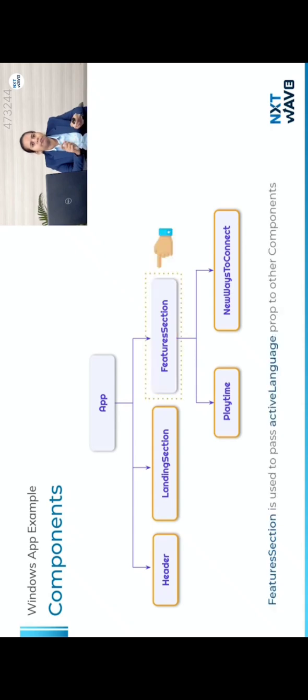If you observe the features section especially, the active language prop is being passed to it so that it can pass it forward to playtime and new ways to connect. As such, in the features section we are not making use of the active language. We are not making use of that data there. So the app component is sending this active language as a prop to the features section so that it can send it down the hierarchy to playtime and new ways to connect. That's it. The data is not being used in the features section, right?